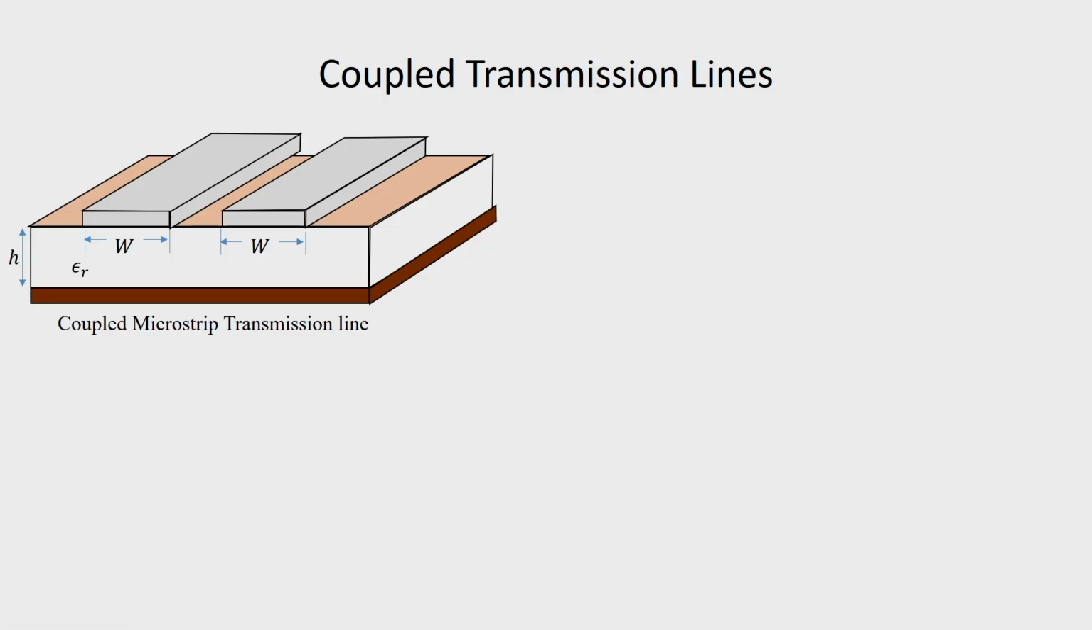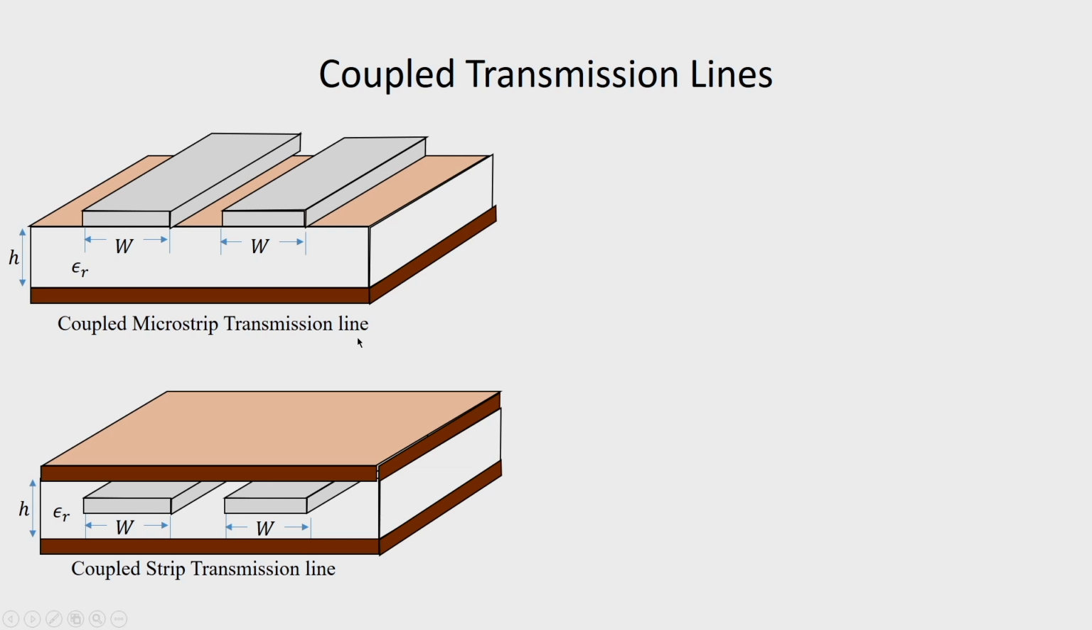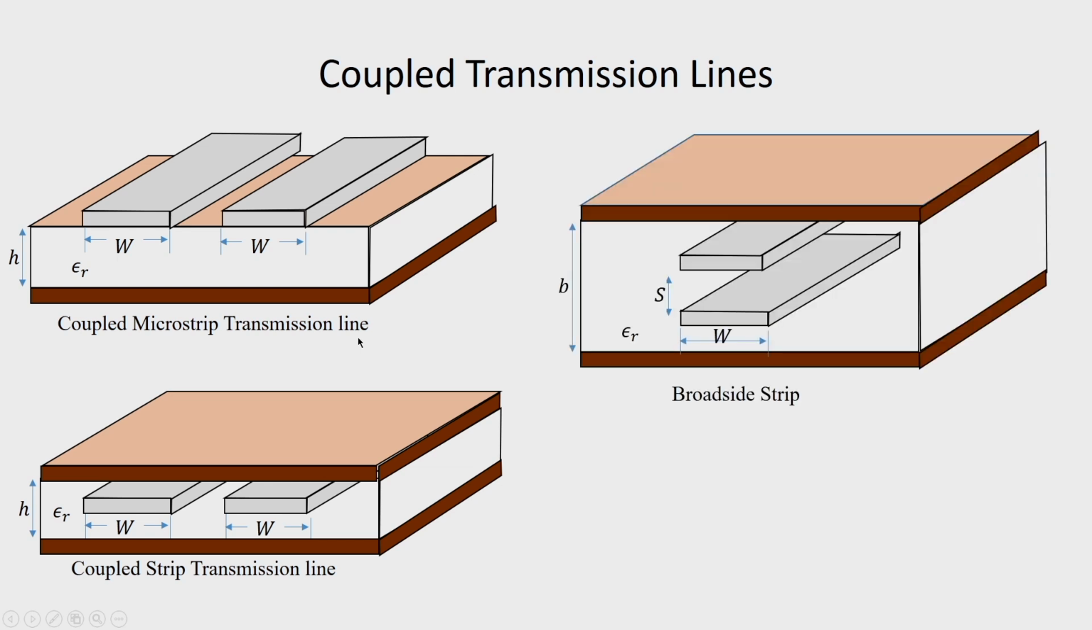We discuss another interesting transmission line, which is the coupled transmission line. In a coupled transmission line, we have coupling between the conductors, which are either spaced side by side or one above the other, and this type of line we can have in the microstrip form or in the strip line form.